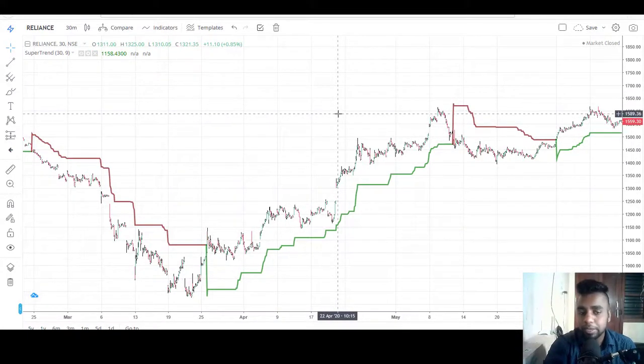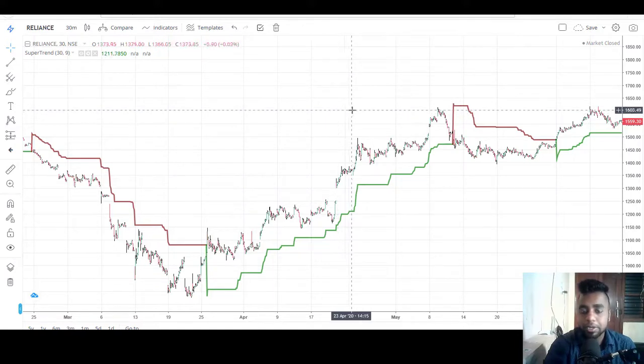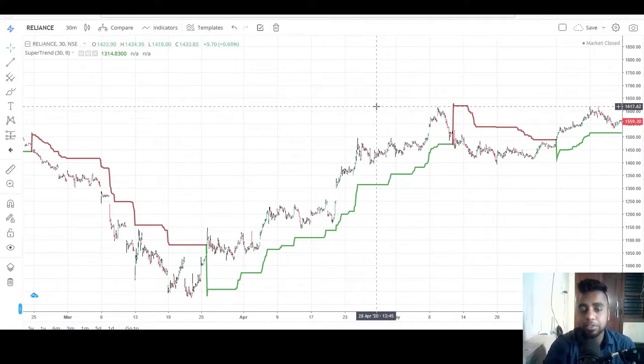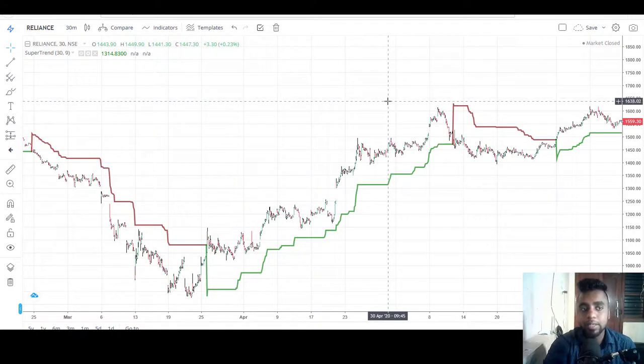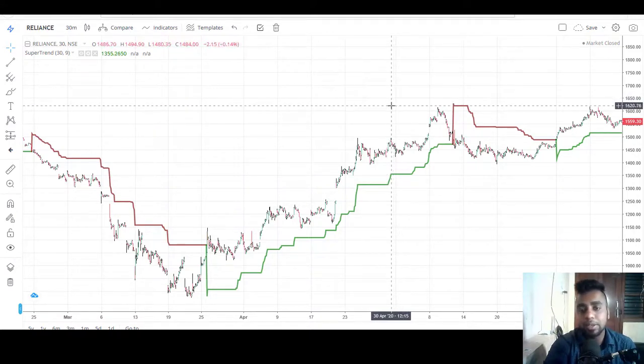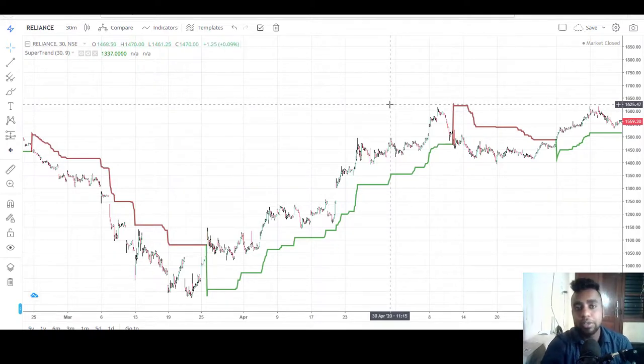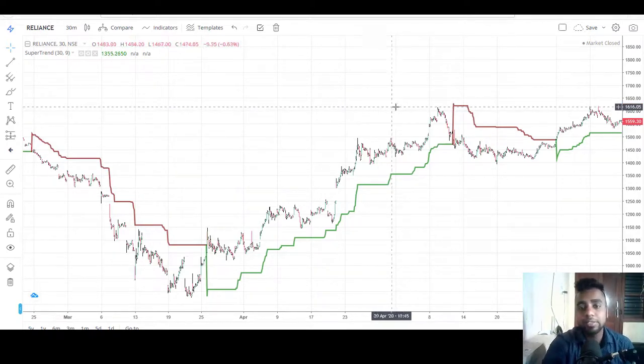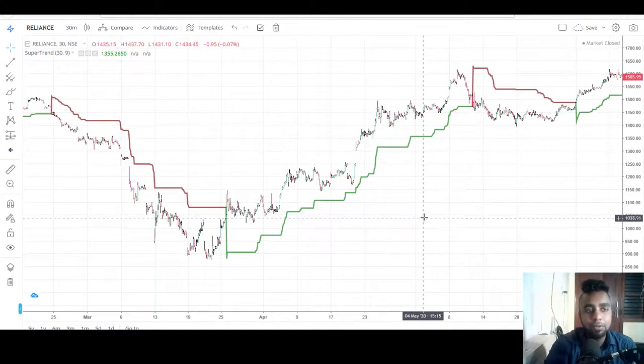But I'm not recommending anyone to try this. Try with the default settings, try with demo trades. If it works for you, then do it with live trades. After that, if you have enough confidence, then you can change this parameter. Then you can go through different stocks, as many stocks as you can. Then you can start trading. So this is how the SuperTrend indicator works.